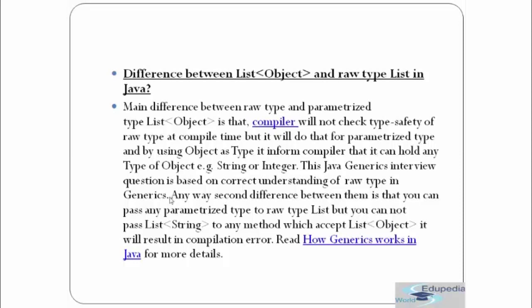Okay, and the second difference between them is that you can pass any parameterized type to a raw type, but you cannot pass List<String> to any method which accepts List<Object>. Okay, so I hope the difference is quite clear.